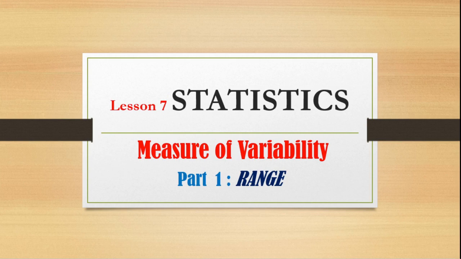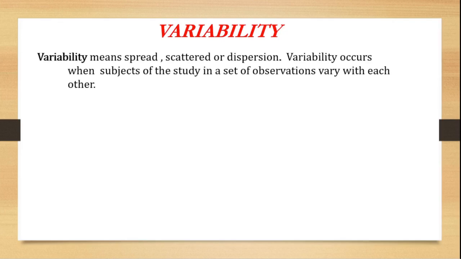This video lesson will discuss range, a measure of variability. Variability means spread, scattered, or dispersion. Variability occurs when subjects of the study in a set of observations vary with each other. There are two kinds of measure of variability.